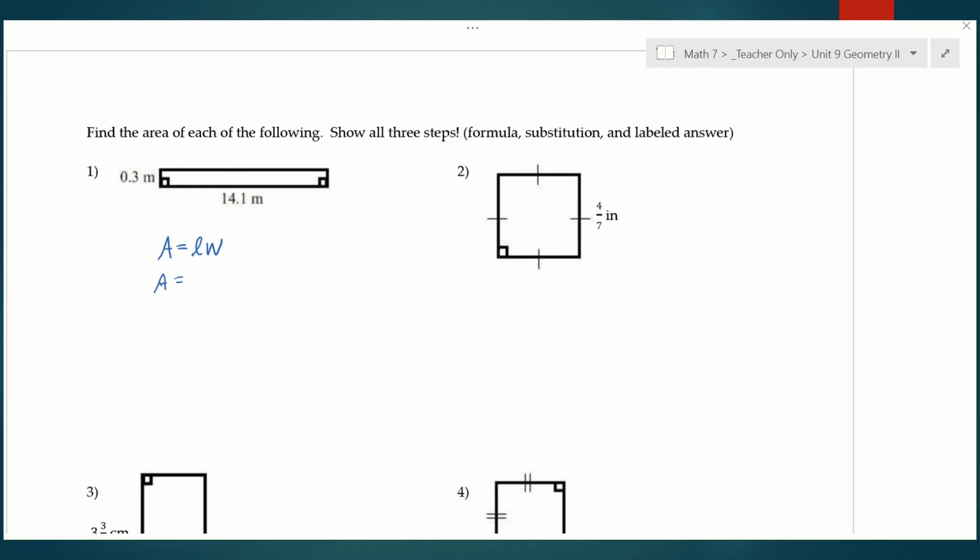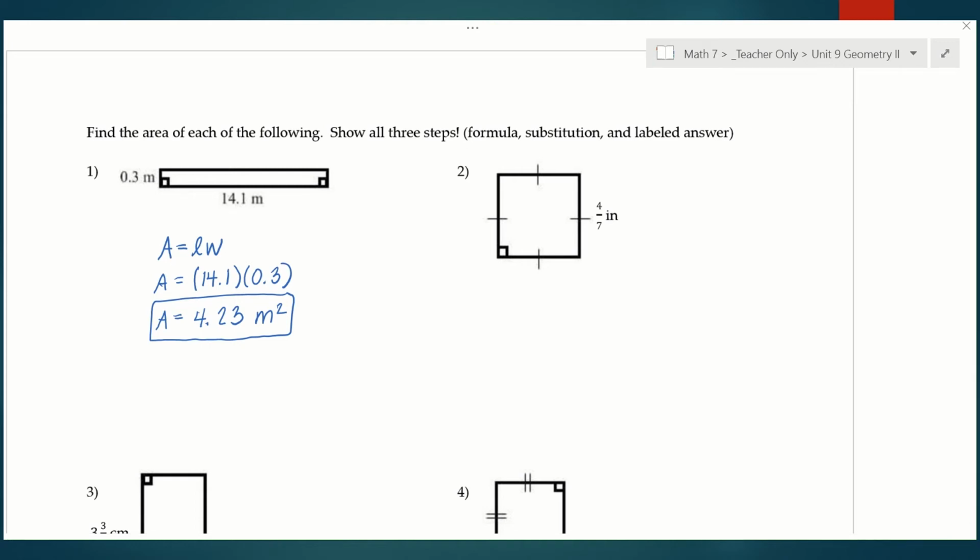Okay, but I tend to say that the longer side is the length, so I'm just going to put that first. So I'm going to multiply 14.1 times 0.3. Okay, and you can absolutely use your calculator for this. You do not have to do this by hand. So if you multiply those two things together, you should get 4.23. And then remember, we label it with meters squared because I wanted to see how many square meters make up that rectangle.